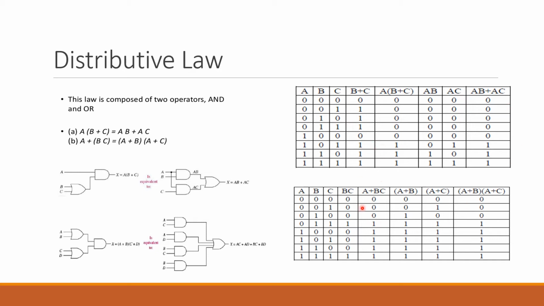The same way we can calculate for the second law, that is bc, a plus bc, a plus b, a plus c, and lastly a plus b into a plus c. So we get the same answer for a plus bc equal to a plus b into a plus c.